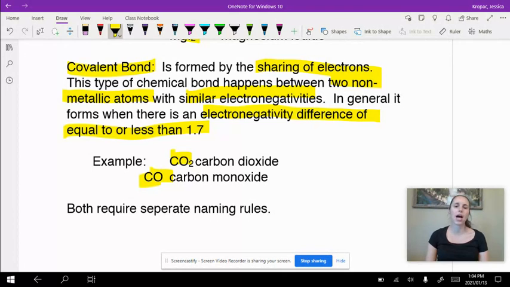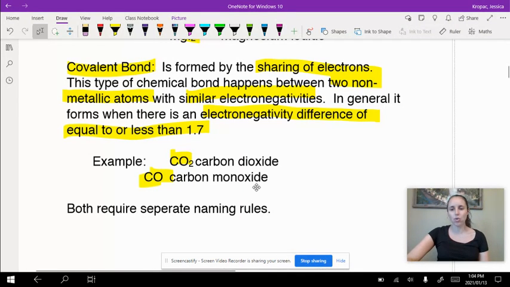So it does matter how many atoms you have in a covalent bond as well, those fixed proportions. So we're going to look at these naming rules, but we are going to look at different naming rules for different compounds. So we're going to require separate naming rules for ionic and for covalent bonds.